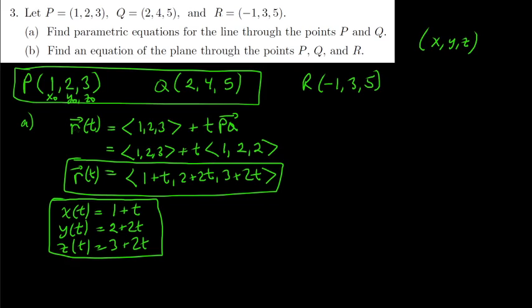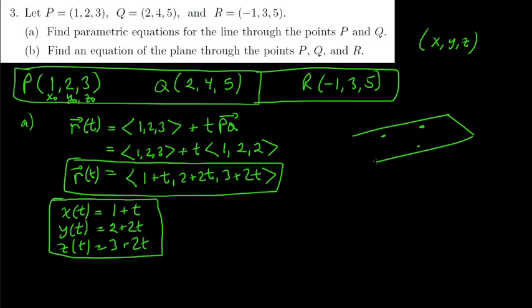Right. And so for part B, now we want the equation of the plane passing through P, Q, and R. So now we have to include R, of course. And the idea is you have your 3 points. We're assuming that the 3 points are not collinear, right? They don't all lie in the same line. They lie in some plane here, right?